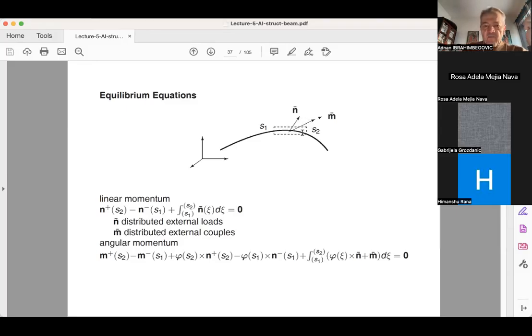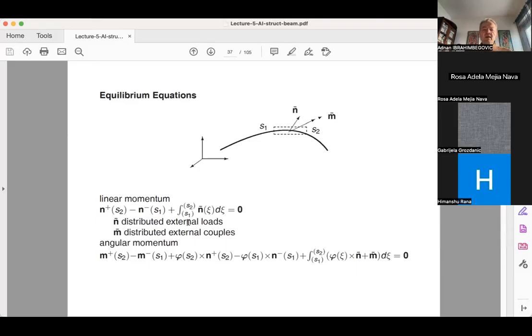And then if I want to get the equilibrium equation, what I do is start by cutting out a finite part of this beam, and basically I set the end forces at the section S2, and minus the end forces at the section S1, and then sum up the distributed loading. So this is a vector equation which gives me the linear momentum or force equilibrium equation.